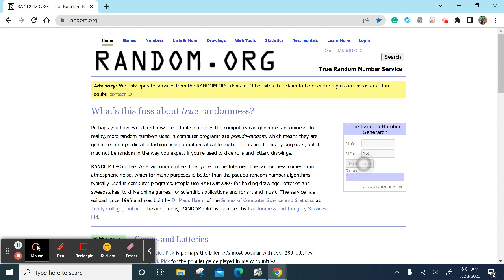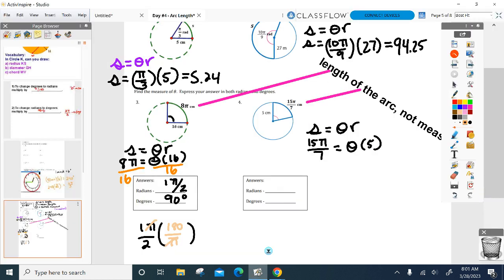How do I get that theta by itself? You divide it by 5. Divided by 5.